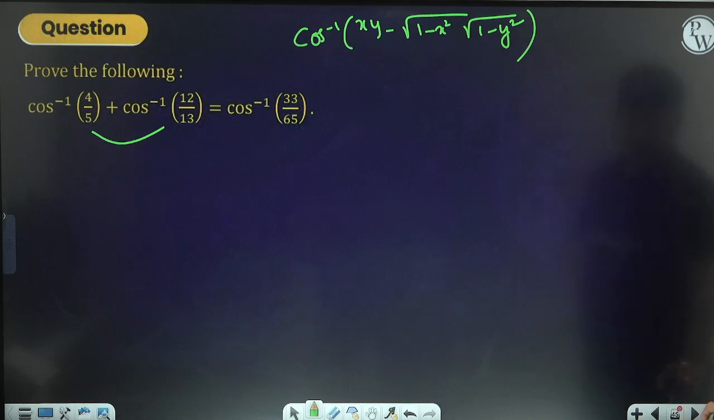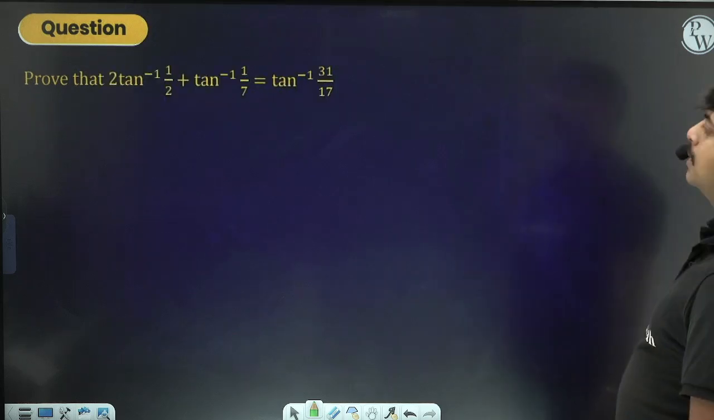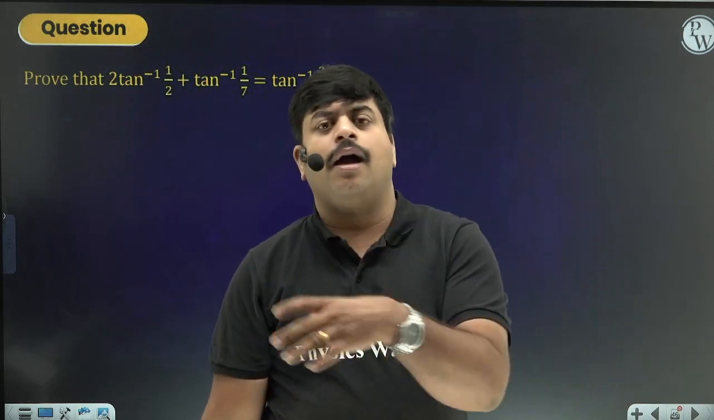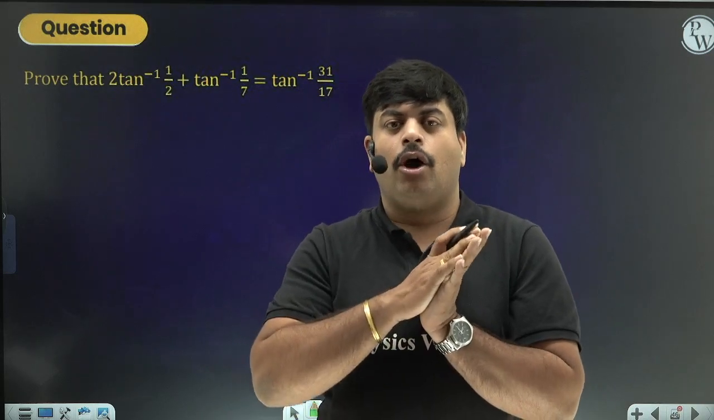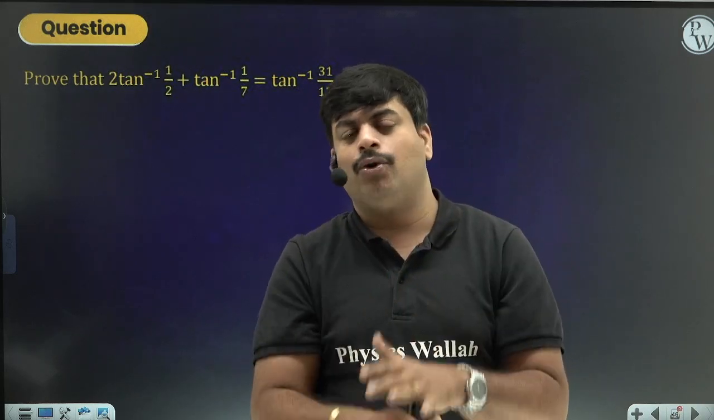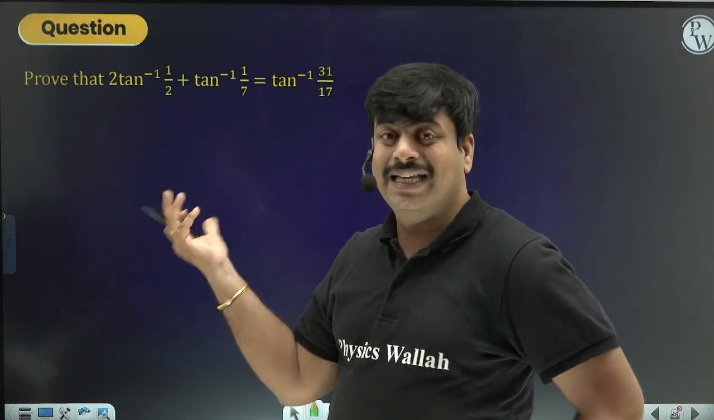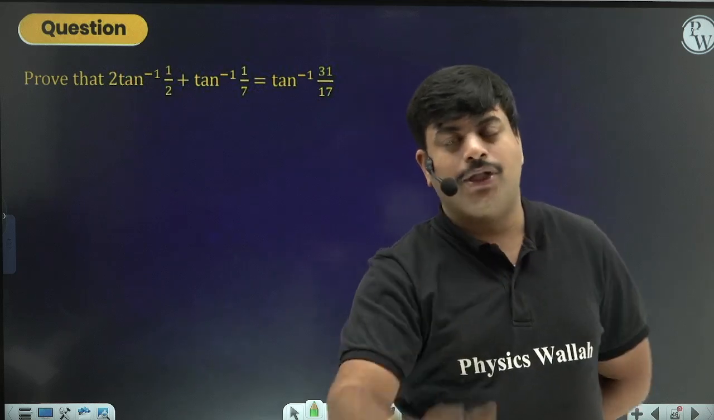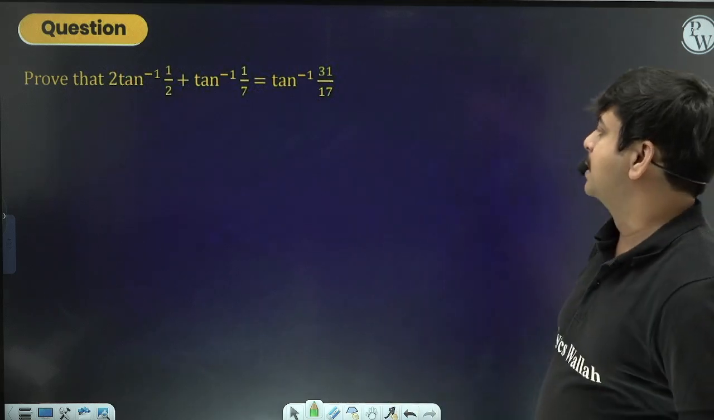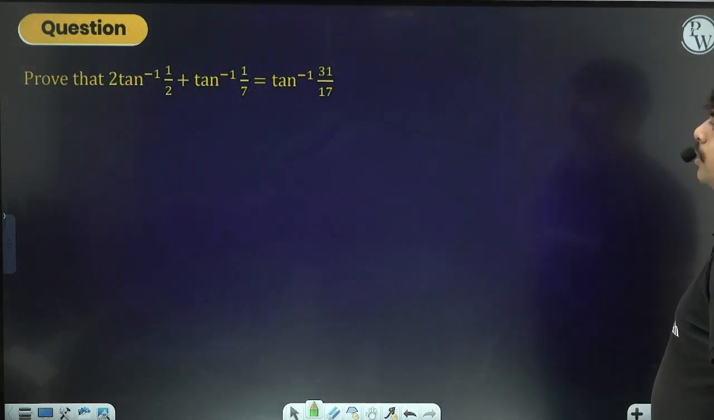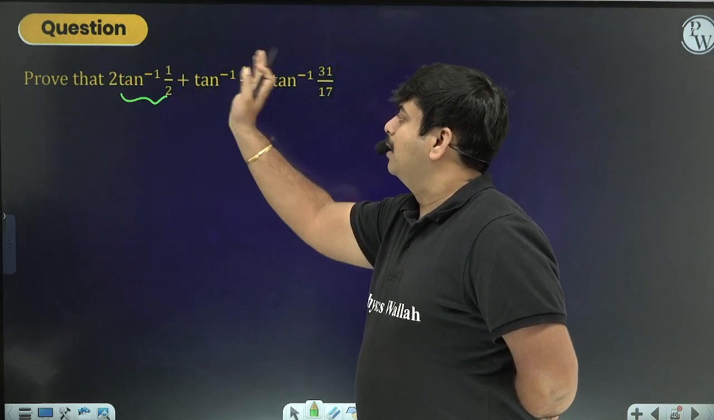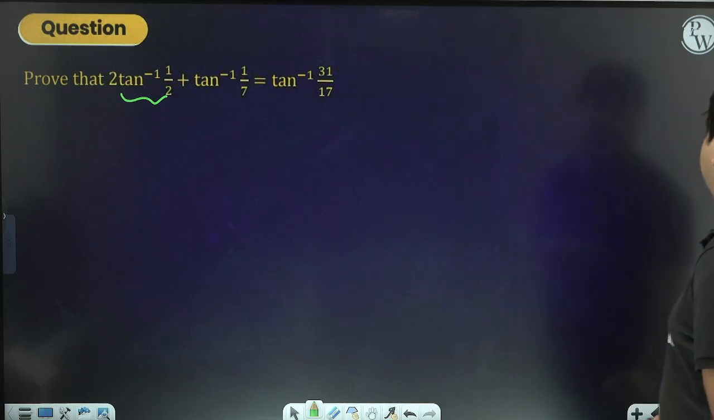Are you understanding, people, all the different types of applications that are being asked? Majority of the questions in this inverse trigonometry, I can say, are almost direct applications. I'm not seeing any indirect questions. Everything is almost direct, right? So for 2 tan inverse, you can apply the tan 2 theta formula, and then you can add this using the tan inverse x plus tan inverse y formula.